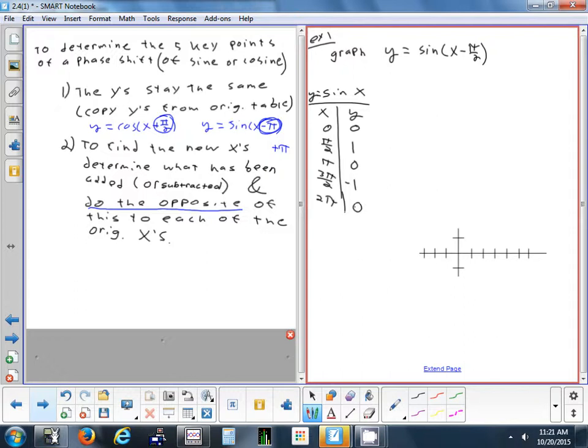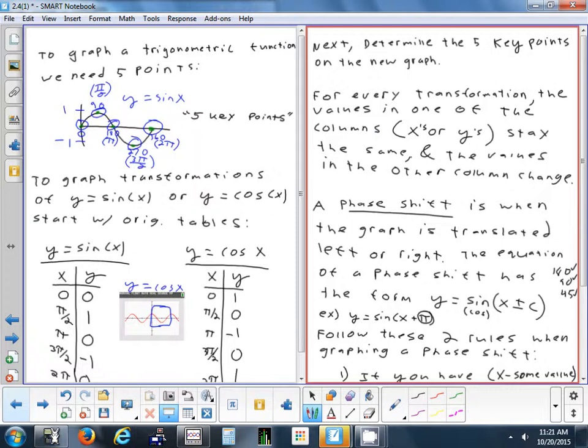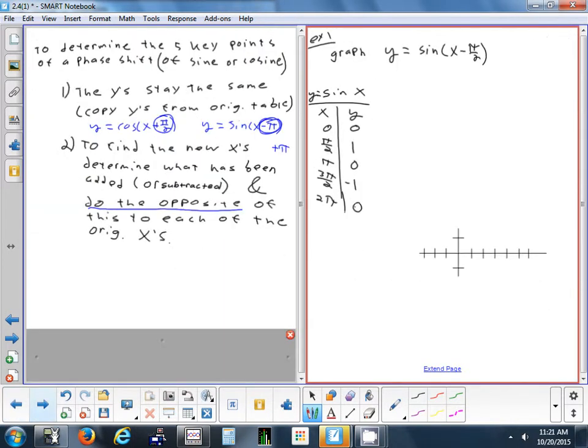All right, so what I did for this one is I copied down the original table. That table right there is just this table right here. I just copied it so we could look at it. First thing I'm going to do, before I even sketch it, is make my new table. The table has 10 values I need to fill in: 5 for x, 5 for y.